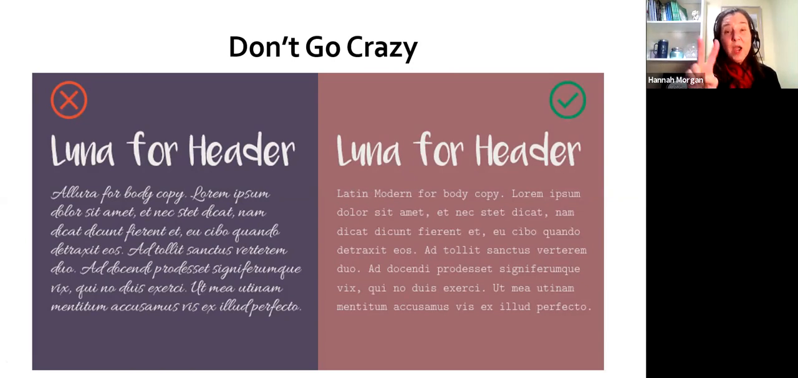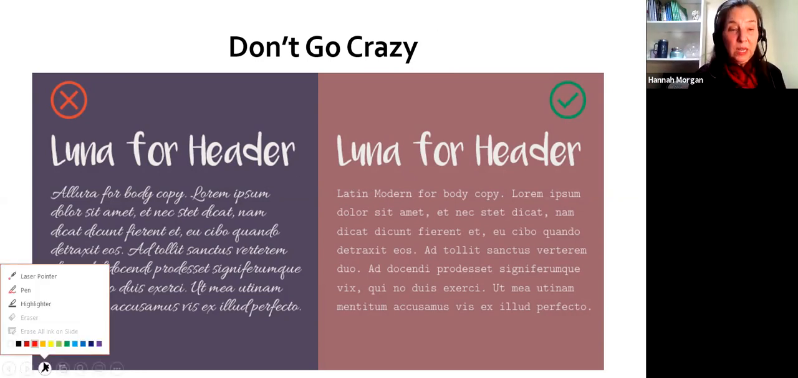So this is why you're going to want to select two different fonts, one for the header of the sections, and then one for any body of the text that will be easy to read.